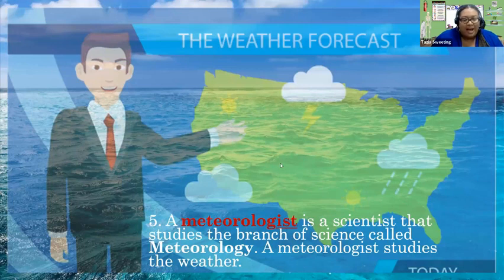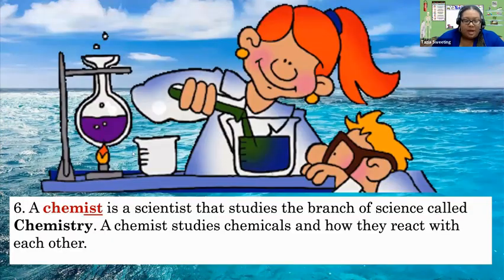And number 5, we have our meteorologist. A meteorologist is a scientist that studies the branch of science we call meteorology. And like we said earlier, meteorology is the study of the weather and the climate. Number 6, we have a chemist. A chemist studies chemistry. All right. And in chemistry, we study chemicals and how they behave with one another.